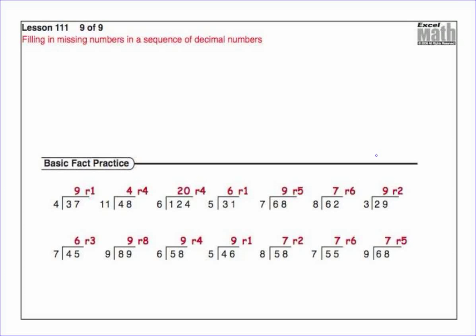All right, here are all the solutions. You can pause the video to take a look at it and compare it to yours. Make sure you have all the answers right.